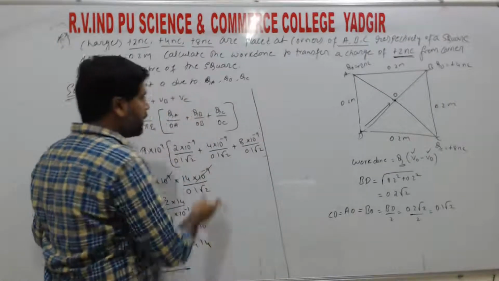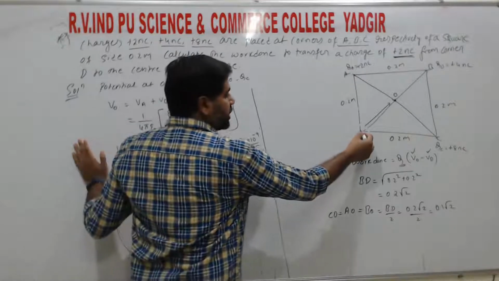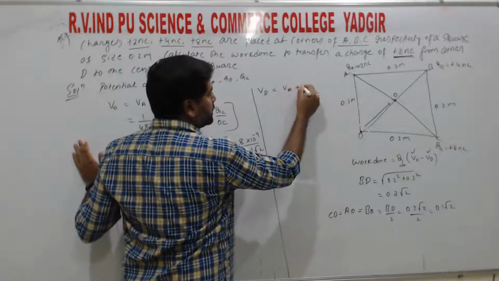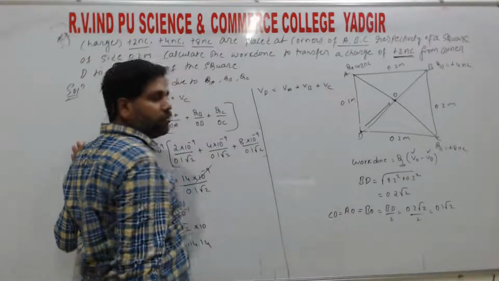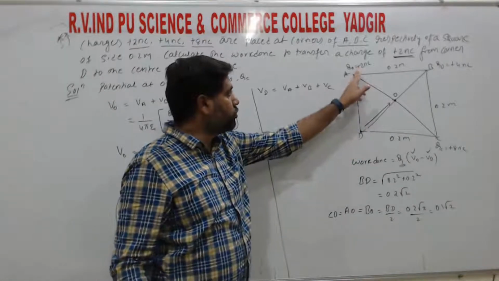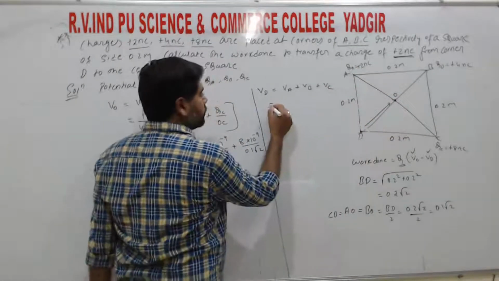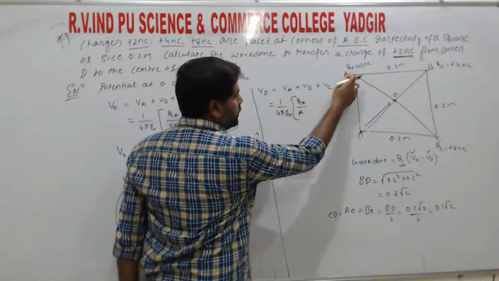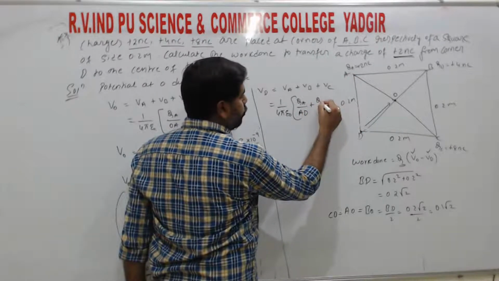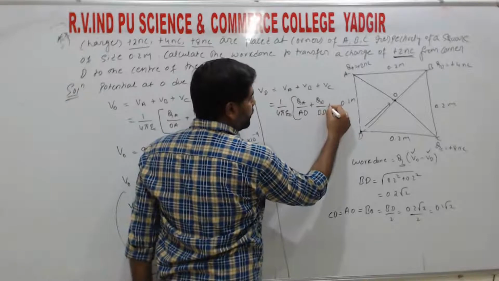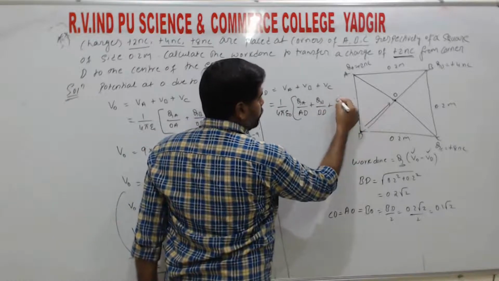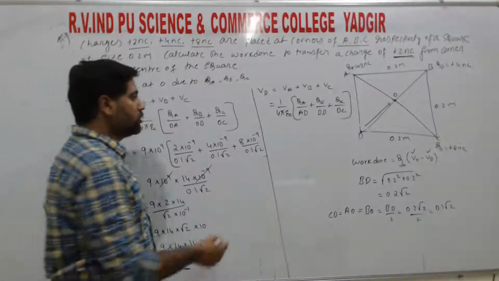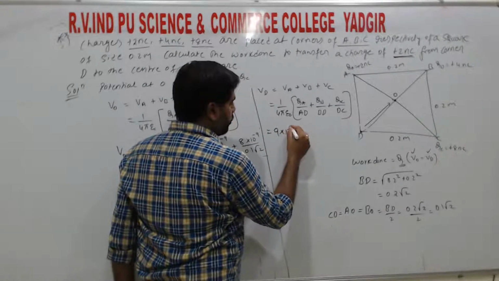Next, by the same procedure we are going to find the potential at D, right? So VD is equals to VA plus VB plus VC, right? So potential at point D due to charges A, B and C. So 1 by 4 pi epsilon naught, QA by the distance AD, plus QB divided by the distance BD, plus QC divided by DC, right?